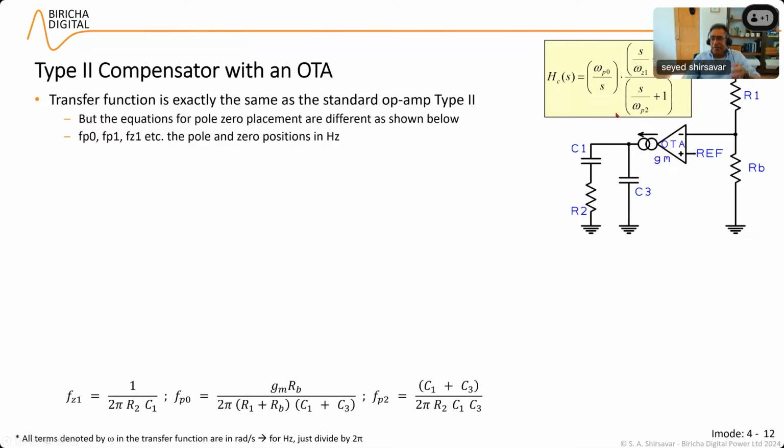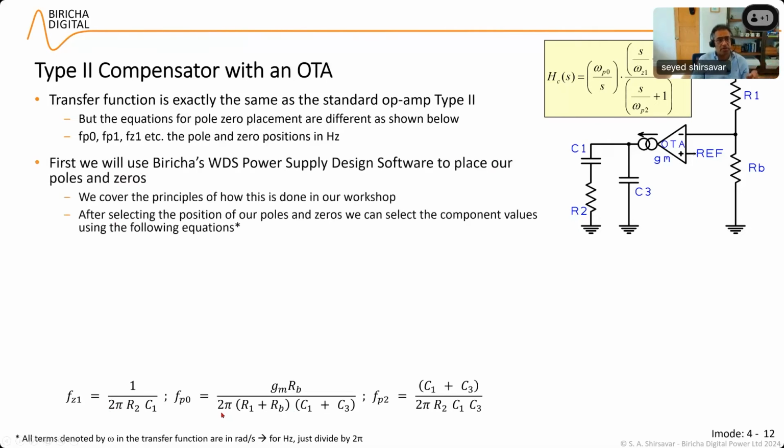And the transfer function stays exactly the same, obviously, because we need a type 2 compensator, but the equations change. These are in hertz now. So again, you can see that I have got a pole at origin, I have got a 0 up here, and I've got another pole. And these are the equations of my poles and zeros. These are in hertz now, and you can see that I've divided them by 2 pi.